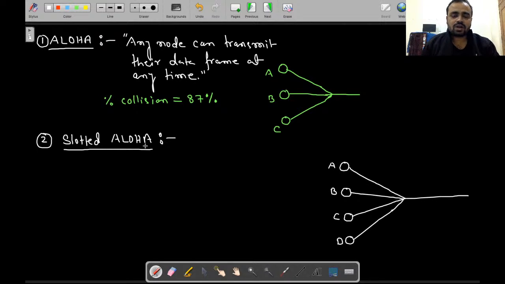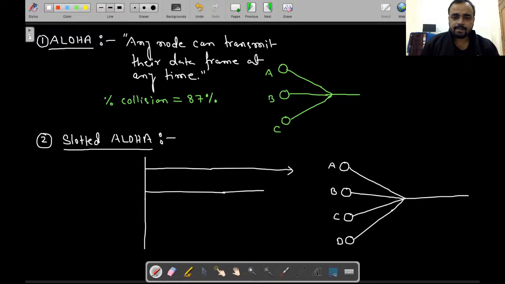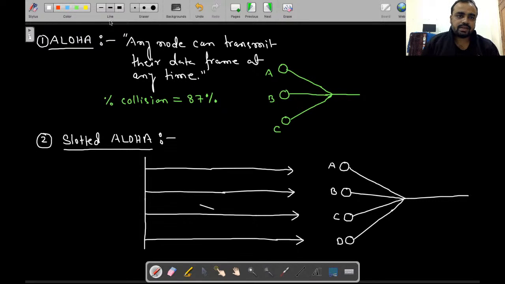Since this is slotted Aloha, for every node we have divided the entire timeline into slots. And every node can transmit its data packet only at the beginning of a slot. Just see over here, I am representing a timeline.